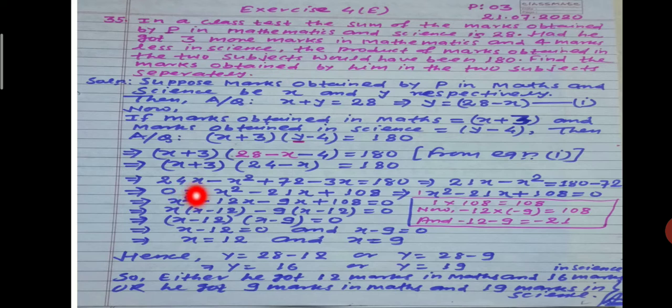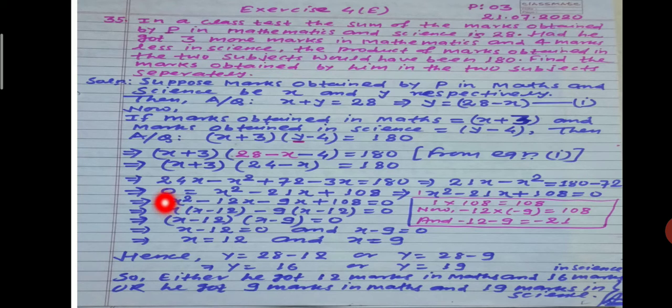This implies that 24x minus, now let us multiply it, x multiplied by 24 will be 24x, minus x multiplied by x will be x square, plus 3 multiplied by 24 will be 72, plus 3 multiplied by x will be minus 3x is equal to 180. This implies that 24x minus 3x will be 21x minus x square plus 72. When transferred to RHS it will be minus 72.